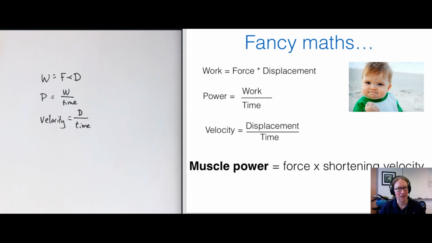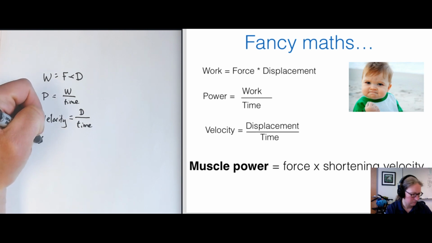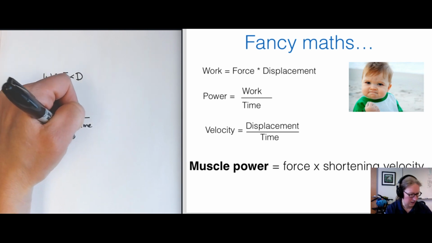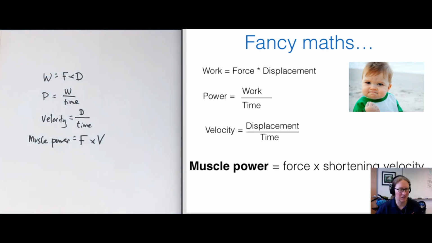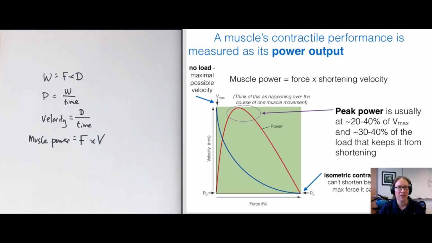So if you do the fancy math and do some substitutions, you can then quantify muscle power as a product of force times shortening velocity. Okay, so that's a typical unit for characterizing muscle power. So generally speaking, if you're trying to characterize a muscle's contractile performance, it's measured as that muscle's power output, as a product of force times velocity. So I have a kind of complex graph here that I want to take a second to walk through so that we can understand how to interpret muscle power output.